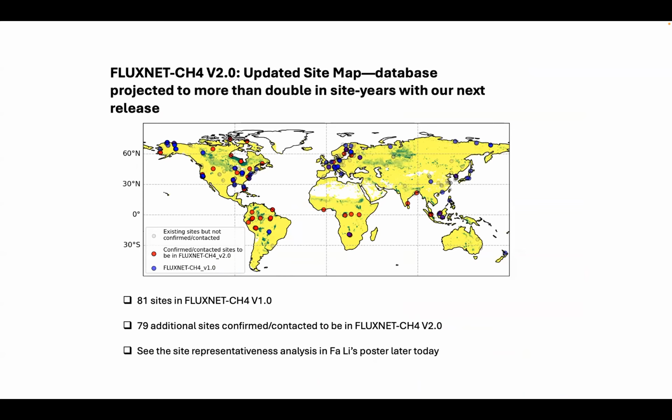This is the map of the current status of the FLUXNet, what we think will be V2, 2.0. So again, blue is already in the database. Many of these sites will be contributing additional site years data. And red are new sites, not just that we're setting up down in South America, but across the world, other people that are bringing towers online, making their data available. So there's a lot happening, and we stand to have a much better representation in the tropics if we can pull this off, which I think we can.